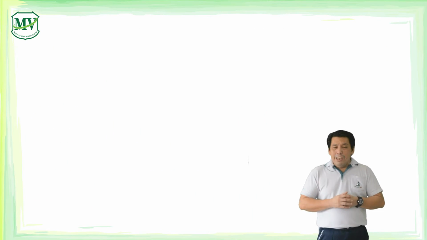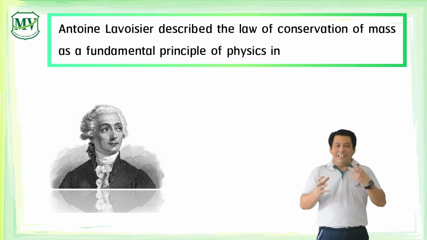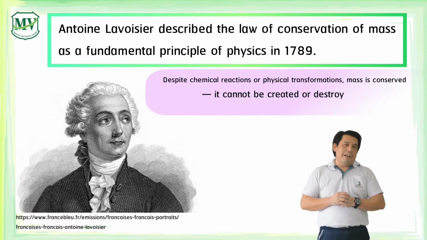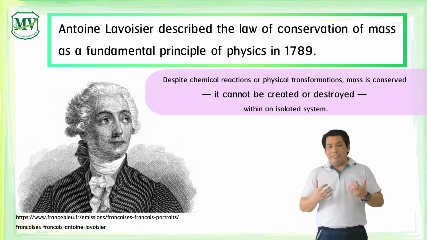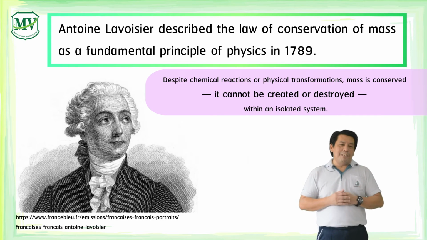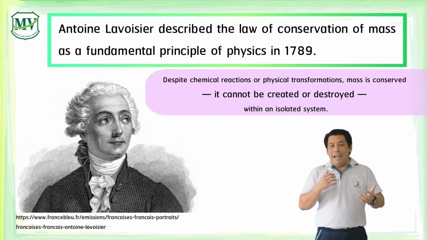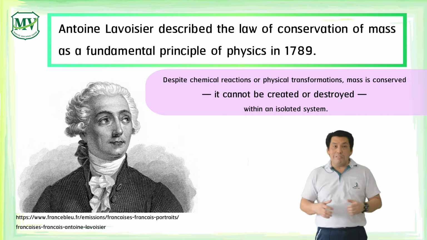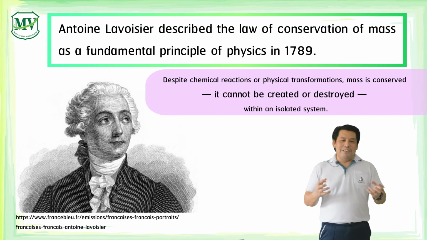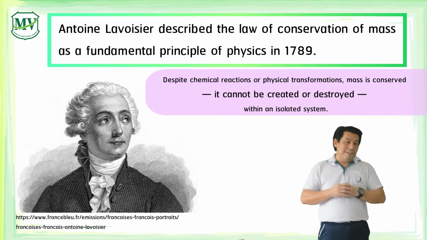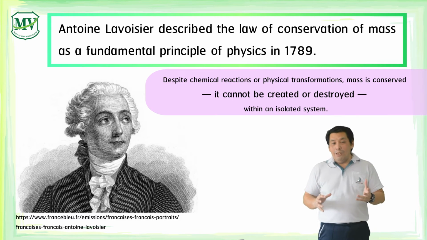water. Now, the ancient Greeks first proposed the idea that the total amount of matter in the universe is constant. However, Antoine Lavoisier described the law of conservation of mass, or the principle of mass-matter conservation, as a fundamental principle of physics in 1789. This law states that despite chemical reactions or physical transformations, mass is conserved. That is, it cannot be created nor destroyed within an isolated system.